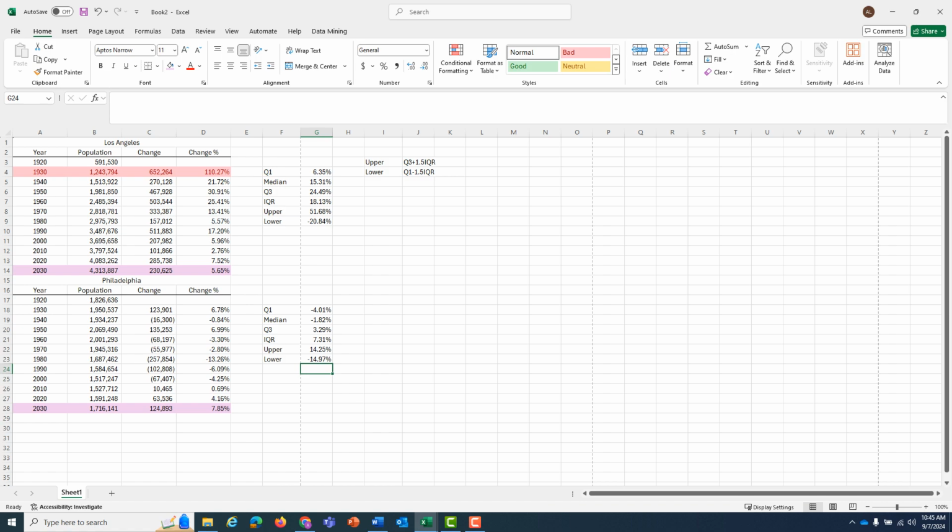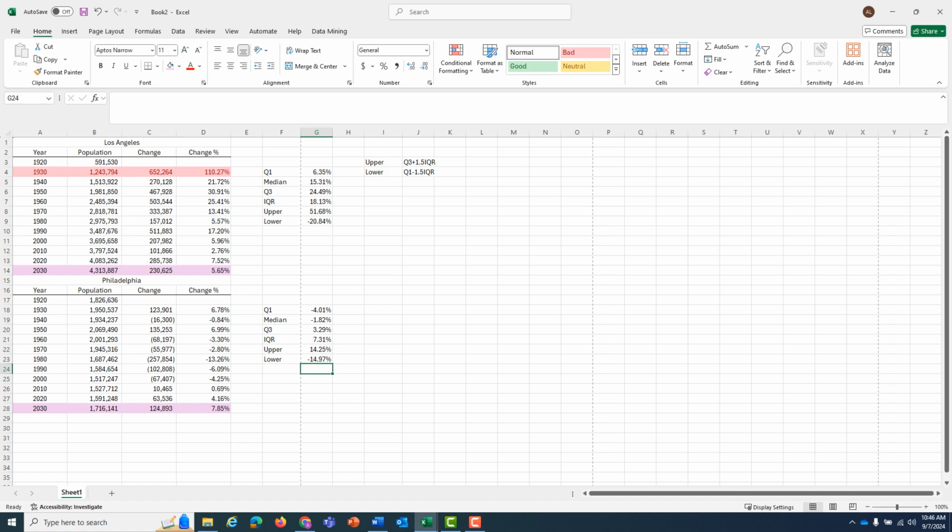14.97%. So anytime there was a decline lower than this number, it would be considered a lower outlier. And while the 1980 decline is indeed close, it's not within that range, it's not below 14.97% of decline. So we don't discard anything. Philadelphia has 0 outliers.